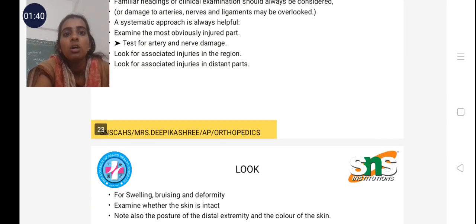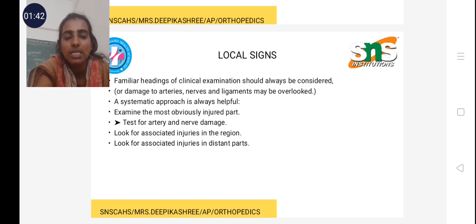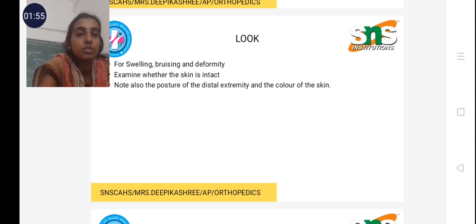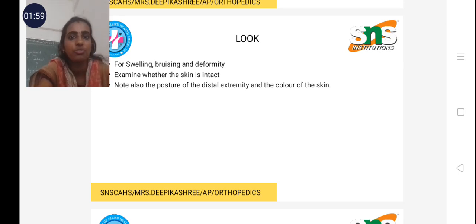First, look for associated injury in the region. We look for swelling, bruising or deformities, and if an injury is confirmed, examine whether the skin is intact or not. Note the posture of the distal extremities and the color of the skin, which may point to an artery or vein bleed, or a cut in the blood vessels.